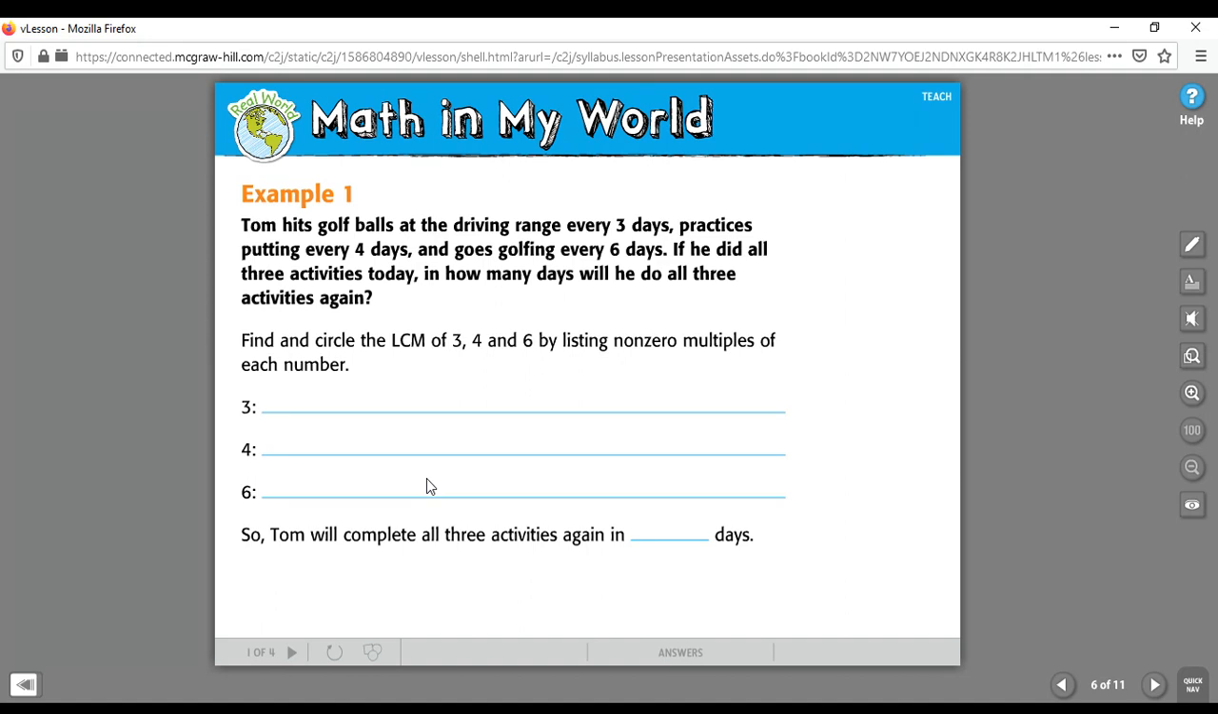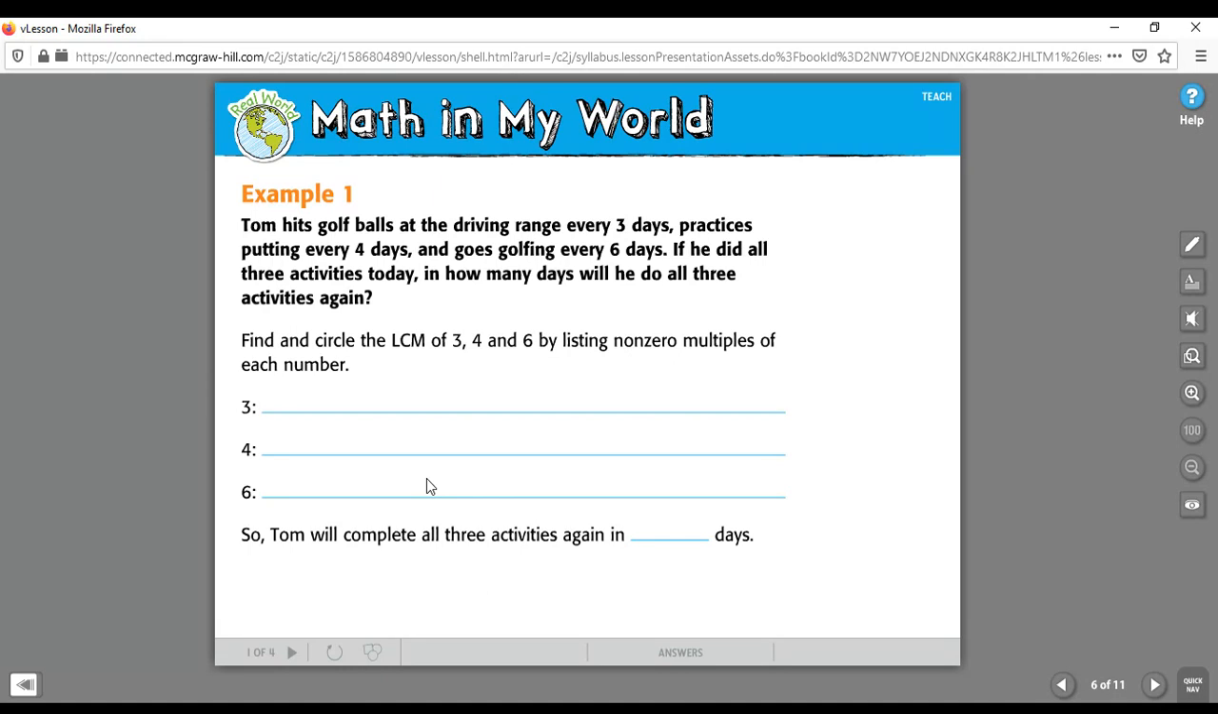Example number 1 says, Tom hits golf balls at the driving range every 3 days, practices putting every 4 days, and goes golfing every 6 days. If he did all 3 activities today, in how many days will he do all 3 activities again? So what you need to do here is find the least common multiple of the numbers 3, 4, and 6 by listing all non-zero multiples of each number. Non-zero means you're not including the number 0.